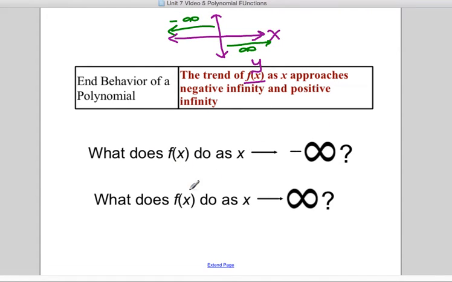So what we're doing is we're looking at what happens to the y values, or f of x, as x approaches negative infinity, which is to the left, or positive infinity, which is as we look to the right. Okay. So we say, what does f of x do as x approaches negative infinity, and what does f of x do as x approaches infinity? So we'll look at some examples like this coming up.